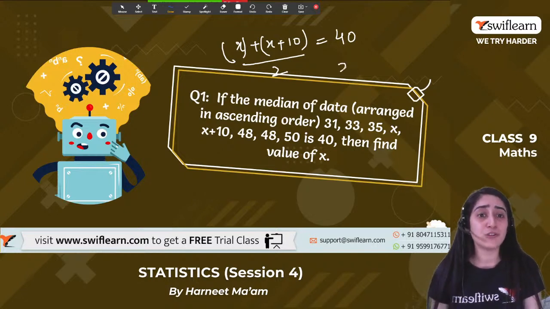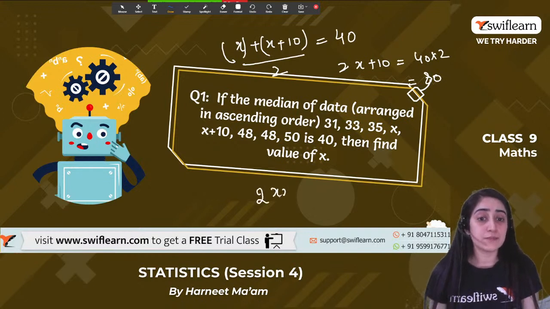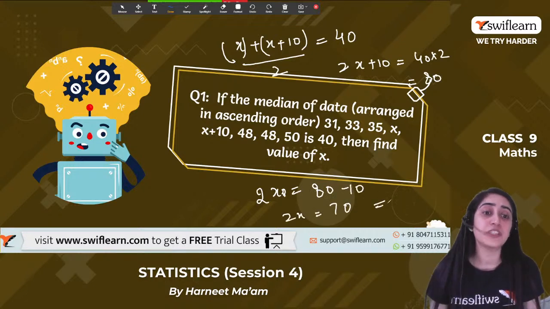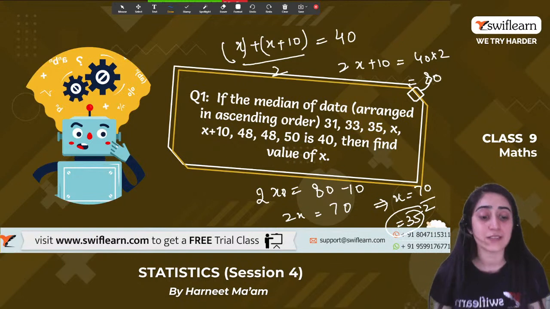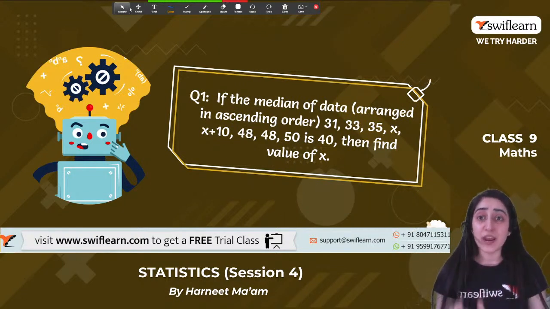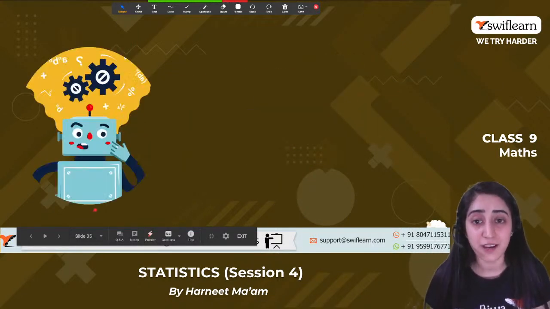Right. So it comes out to be 2x plus 10 becomes 40 into 2, that is 80. So 2x is equals to 80 minus 10. So 2x becomes 70, which implies x is equals to 70/2, which is 35. So here I get the value x is equals to 35. Well done, students. I'm very happy that you have understood and you are getting the logic behind that.